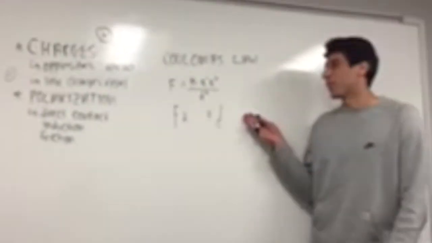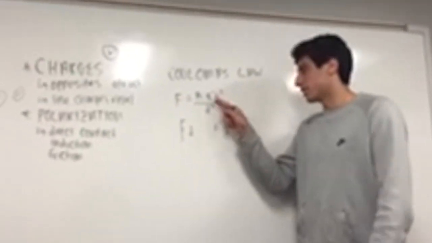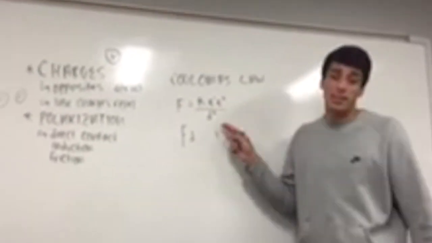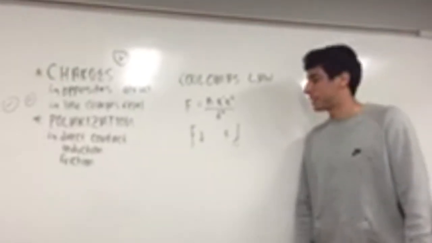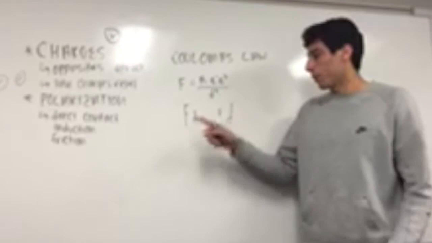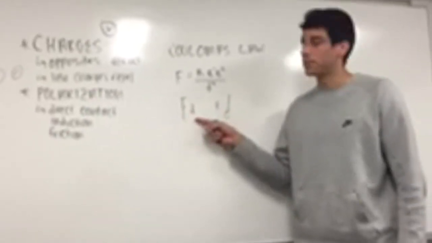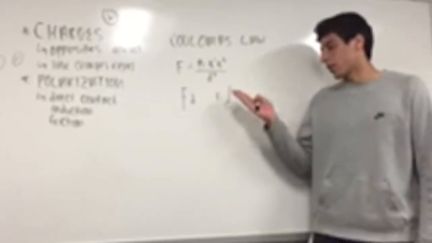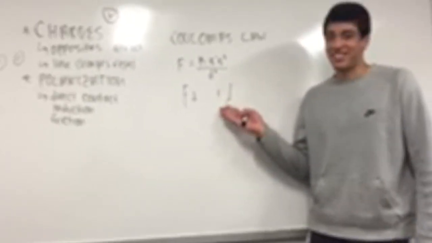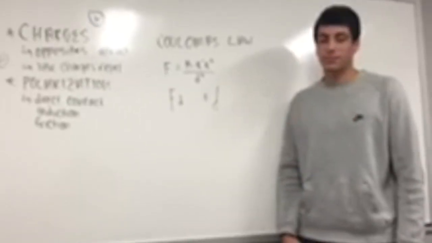And this is Coulomb's law. F means force, K is a constant, the Q's are charges, and the D is the distance. When the charges are close together, it's going to have a big force because the distance is small. And when they are far away from each other, they're going to have a small force. That's it.